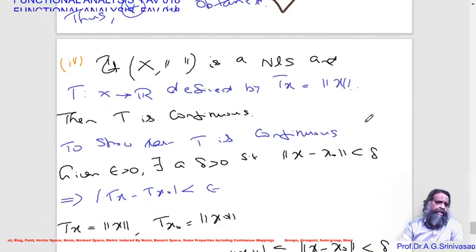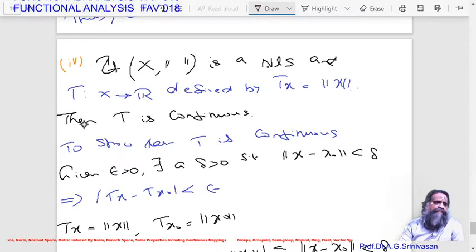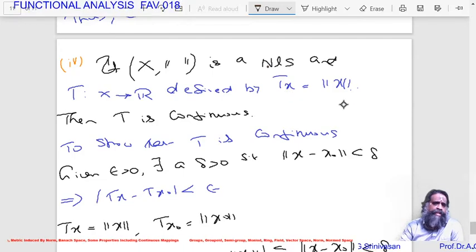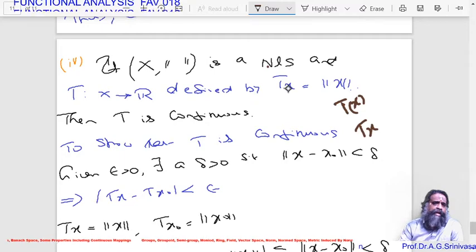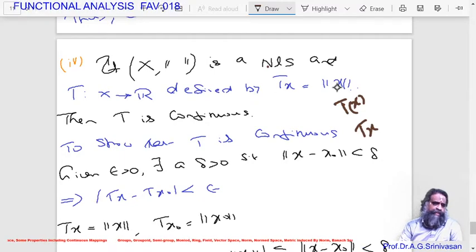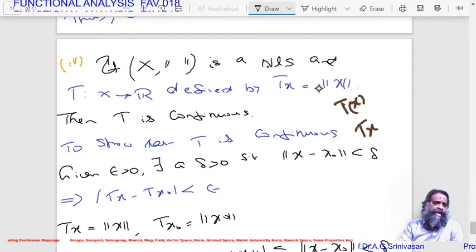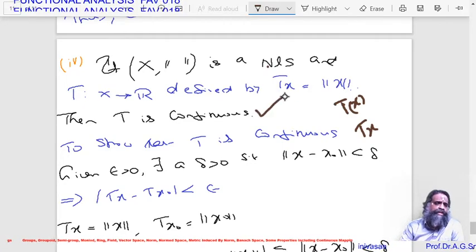A very interesting theorem. If x with the norm is a normed linear space and we define T from X to R by Tx (in functional analysis, we don't write T of x, we only write Tx), so Tx is equal to norm x. So this is my T definition. T is from X to R. We define Tx equal to norm x. We are going to show in one stroke that T is continuous.